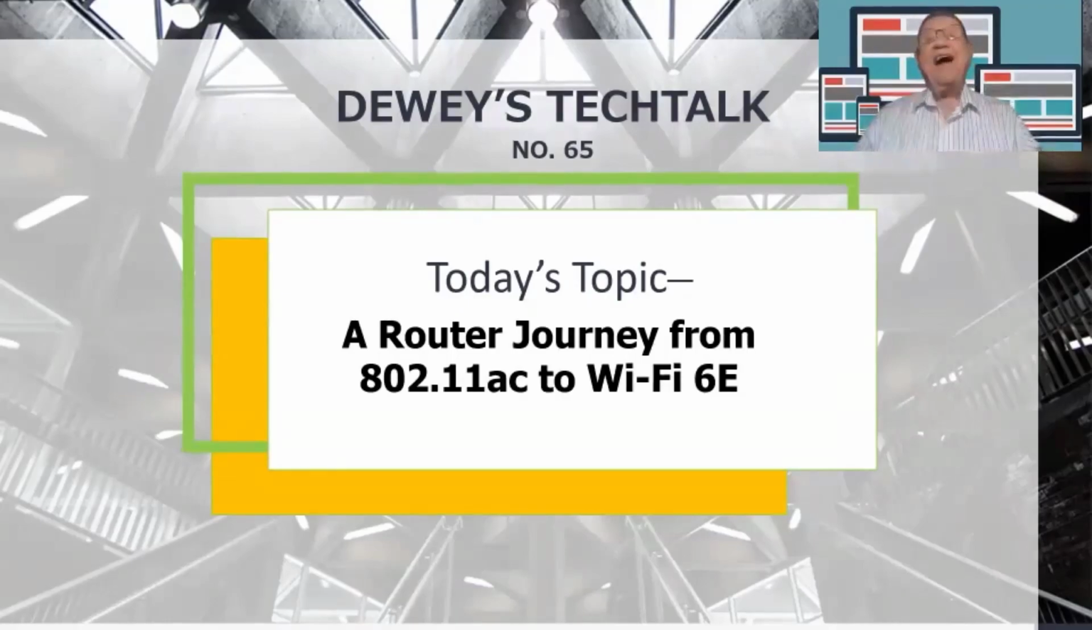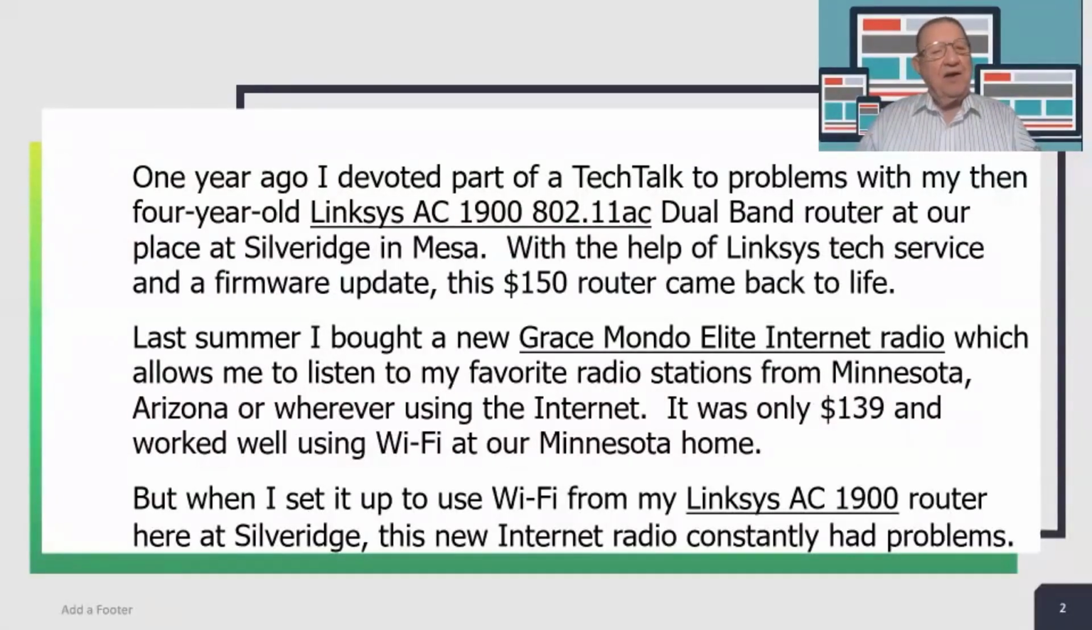My Tech Talk topic for today is a router journey from 802.11ac to Wi-Fi 6E. A year ago, I devoted part of a Tech Talk to problems with my then 4-year-old Linksys AC 1900 802.11ac dual band router at our place here at Silver Ridge in Mesa. With the help of a Linksys tech service guy and a firmware update, this $150 router came back to life, seemed to work pretty good.